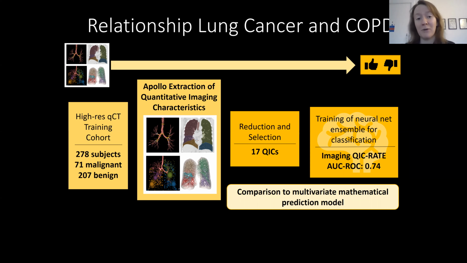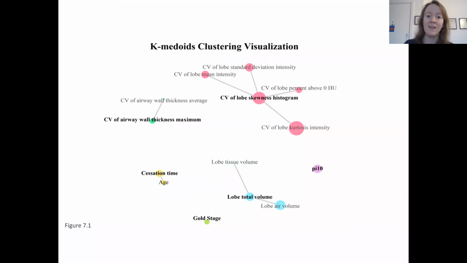And so that would be a multivariable mathematical prediction model, or some sort of lasso statistical model of these features and of clinical features in order to determine the likelihood of that overlap, excuse me, of COPD and lung cancer. And through this, we were able to do clustering of those features using K-medoids clustering. And so this shows that not only was that informative for selecting out and reducing the number of features that we're ultimately throwing into a classifier, but it can also show us interesting relations.